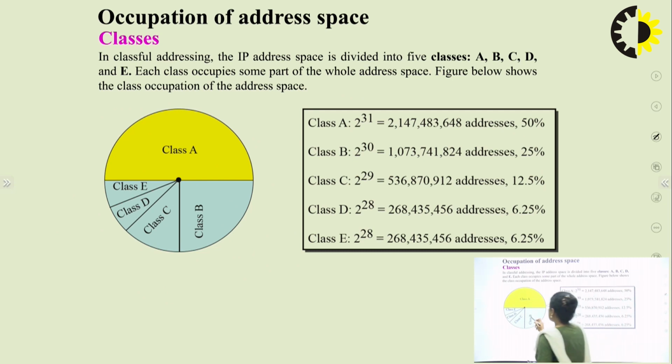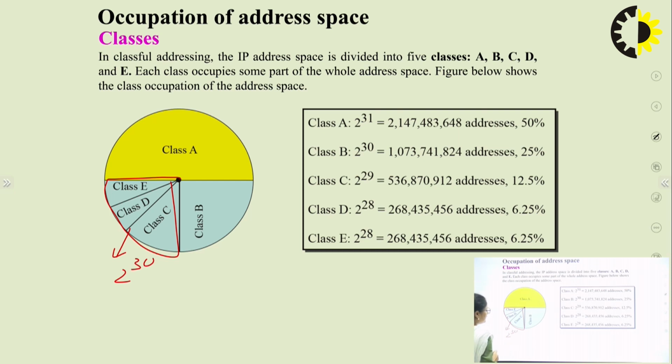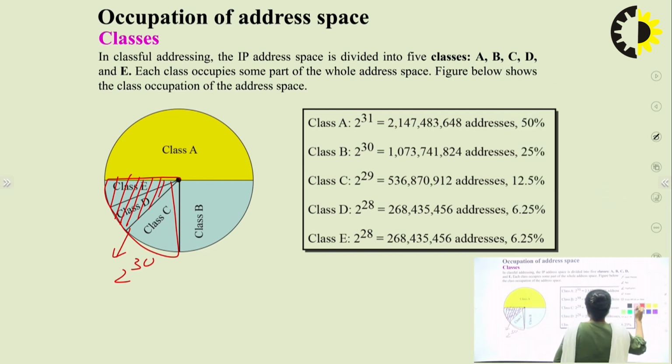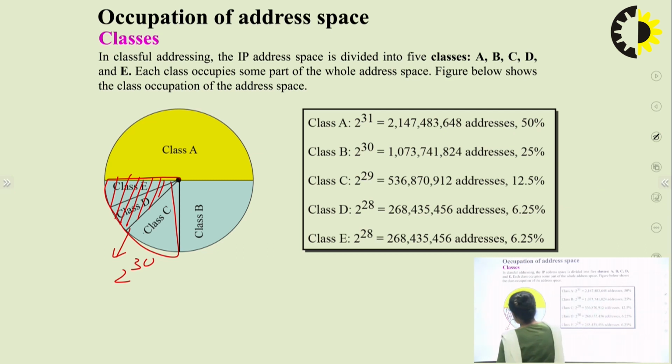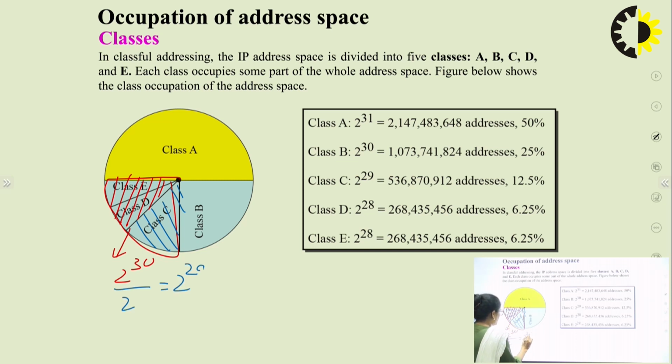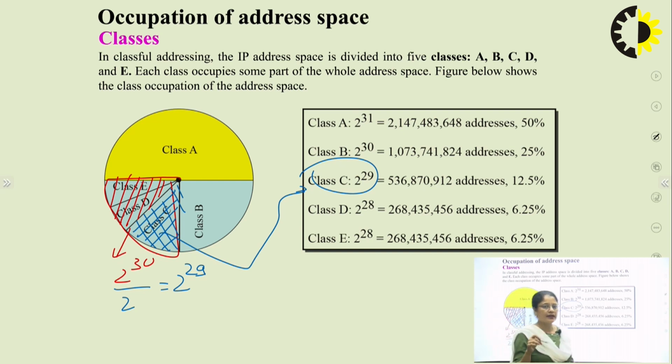Now class C, let us come to the remaining part. This remaining part in total is 2 to the power 30 number of values. If you again divide it into two sections, this is the first section, and let us say this is the second section. So if you're dividing this part into two, each part will be having 2 to the power 29, right? So 2 to the power 29, one of it goes to class C. So class C consists of 2 to the power 29 values, right?